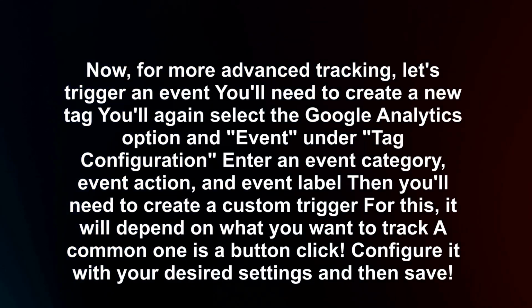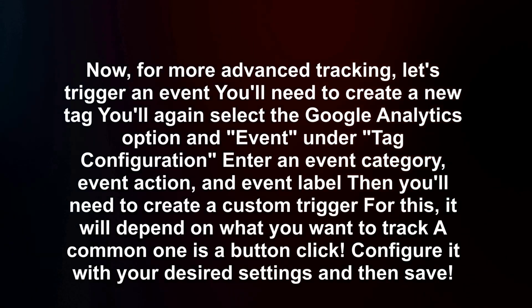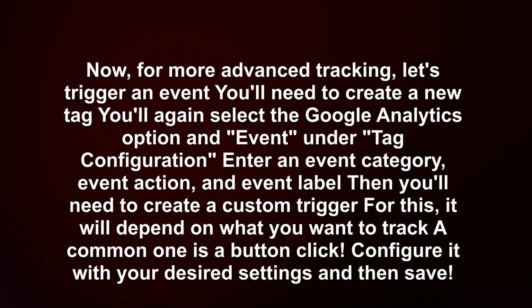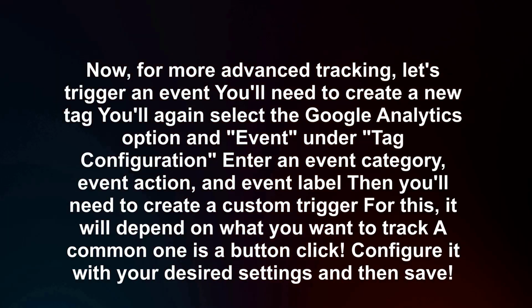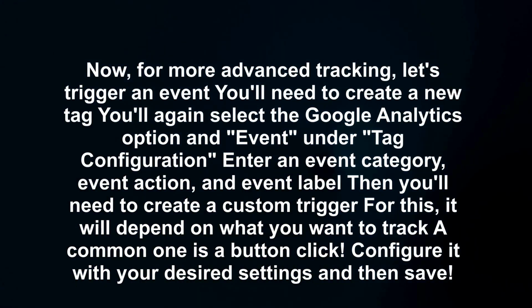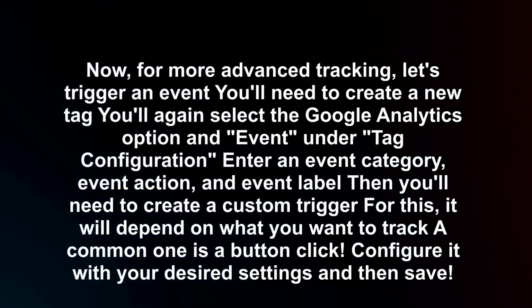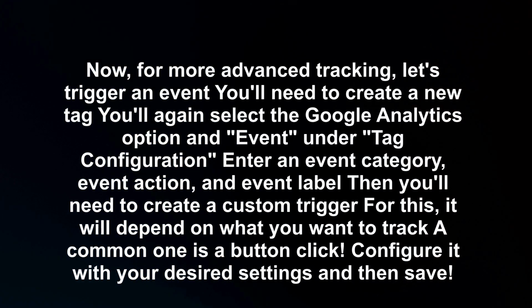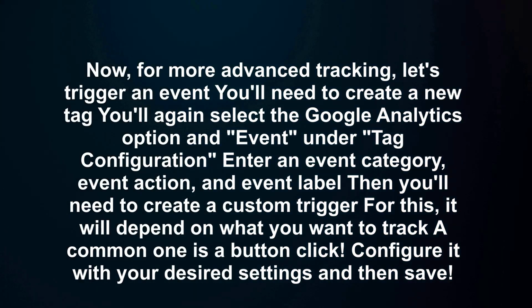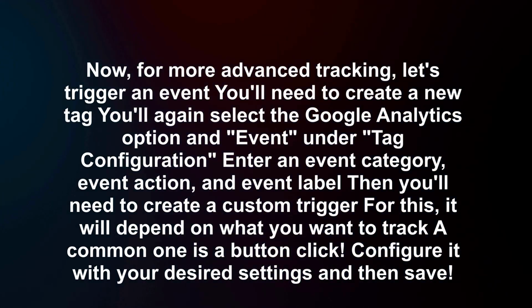You'll need to create a new tag. You'll again select the Google Analytics option and Event. Under Tag Configuration, enter an event category, Event Action, and Event Label. Then you'll need to create a custom trigger for this. It will depend on what you want to track. A common one is a button click. Configure it with your desired settings and then save.